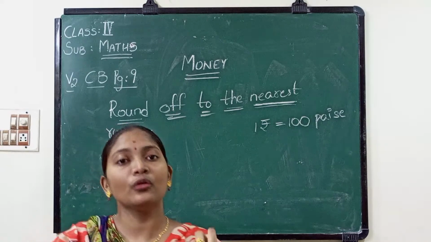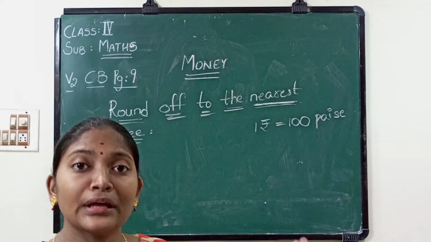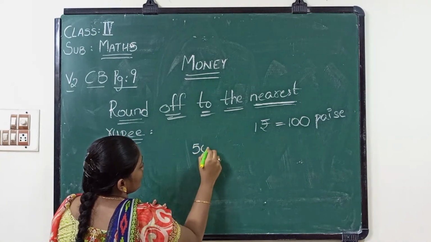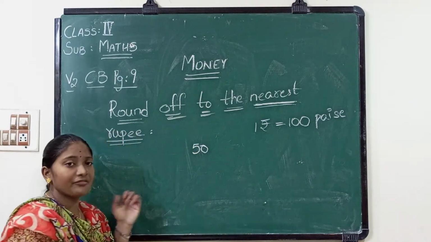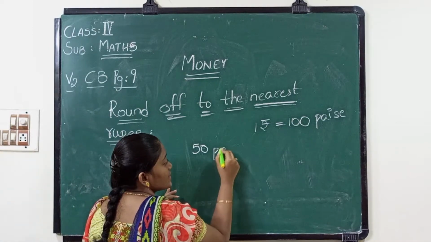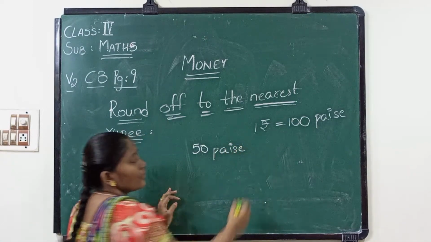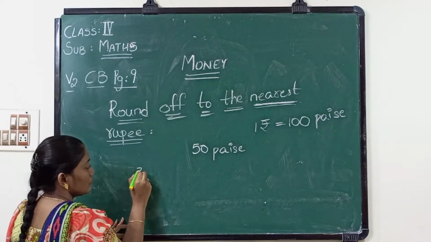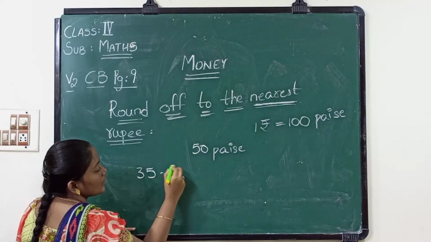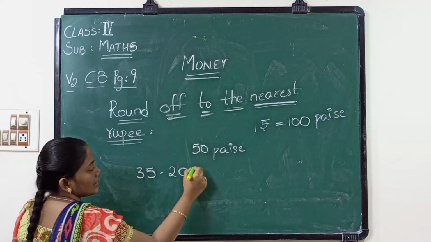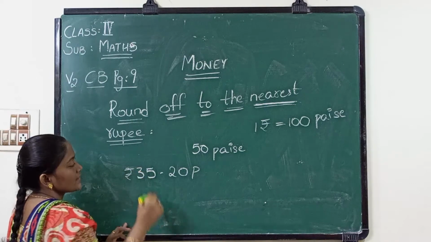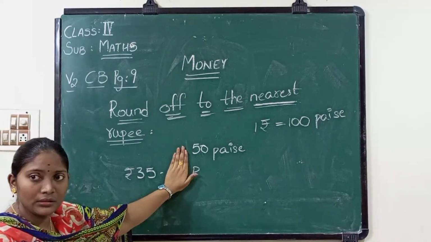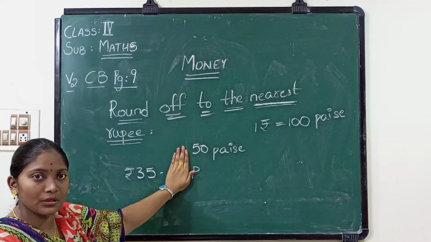So we have to add to the nearest rupee. If it is below 50 pies, we need not change that one. For example, 35 rupees 20 pies, the nearest rupee will be 35 rupees only.